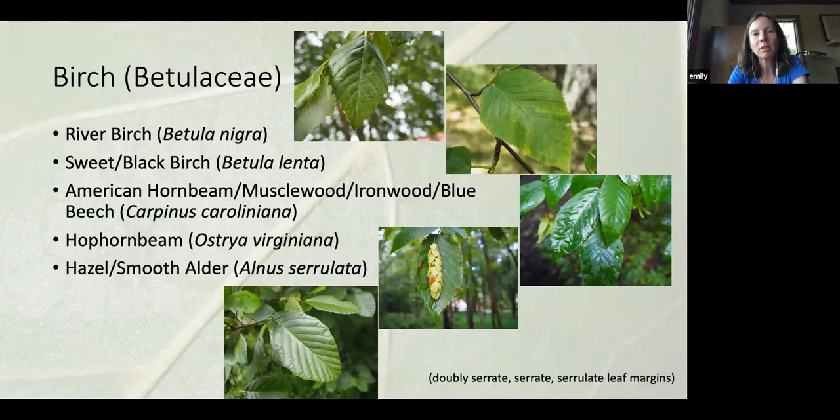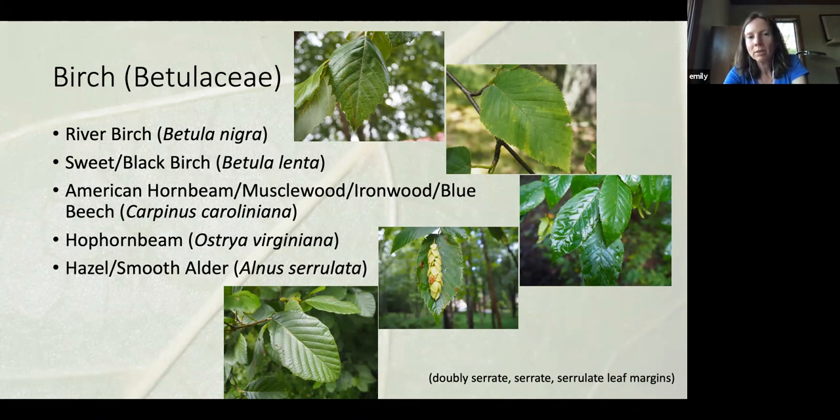Next to that going down is the sweet or black birch. I love this picture because it also shows the little tiny spur shoots that I think I see when I look at a black birch in the woods. I think this is more of a serrate edge than a doubly serrate leaf edge.